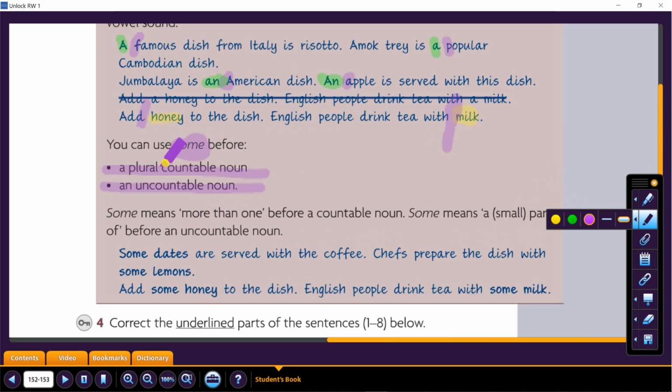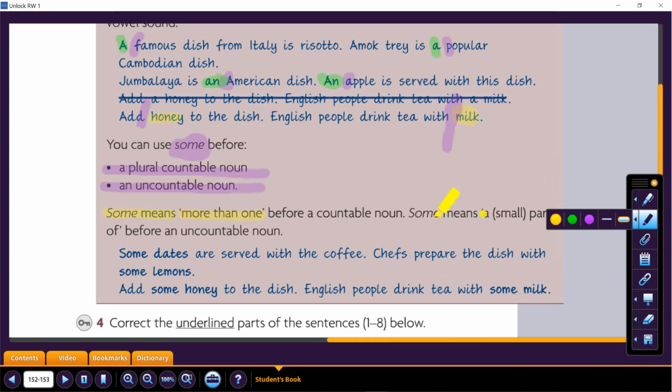Some, we can use it with countable and uncountable nouns. Okay, what do we mean by some? Some means more than one. Some means 2 and more.